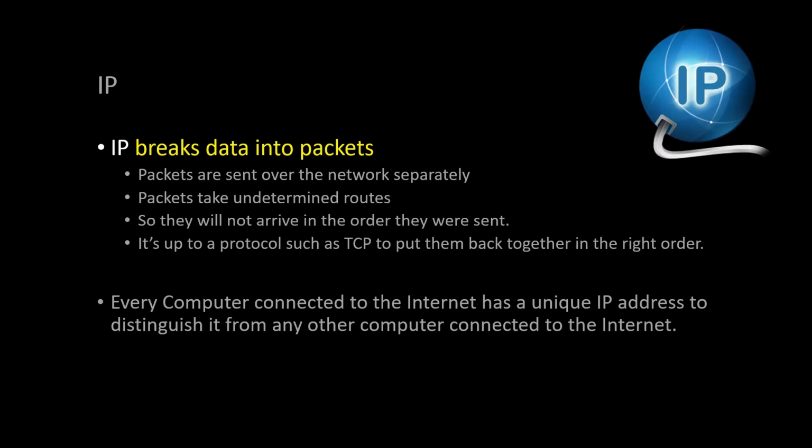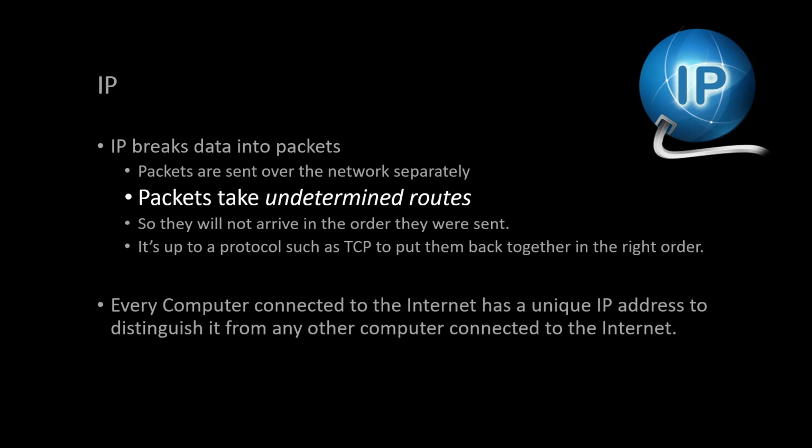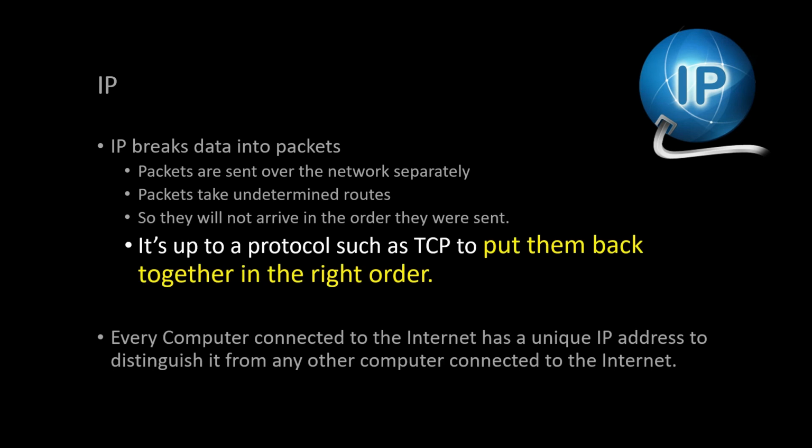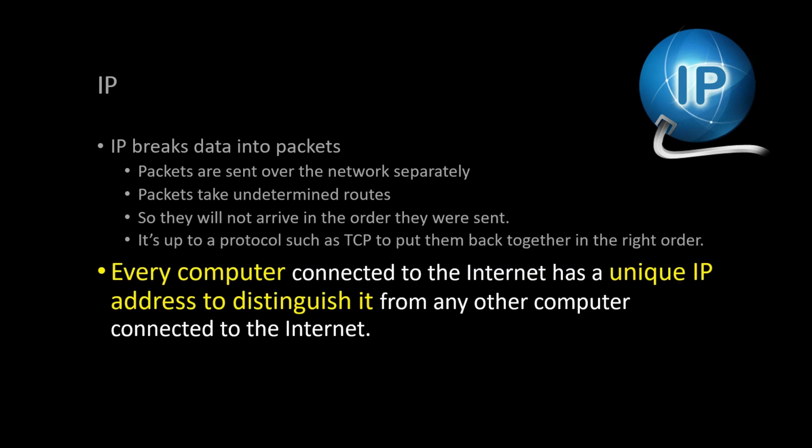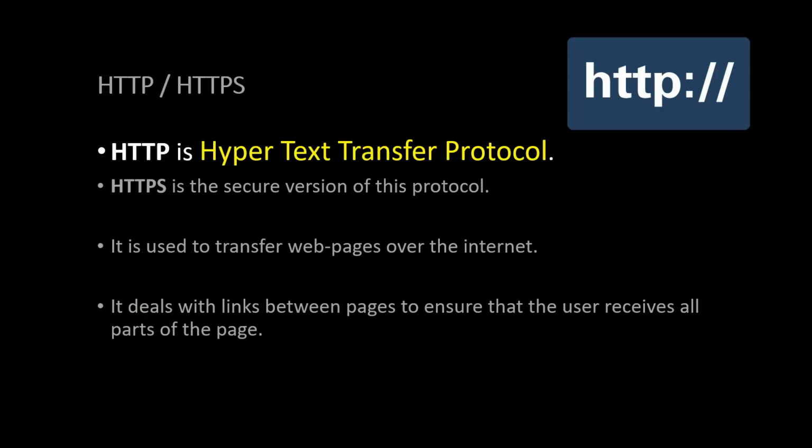Now, IP breaks your packets up, puts them on the network. They take undetermined routes. The routers determine the routes, they don't arrive in order, you put them back together using TCP, and every machine has its own IP address.